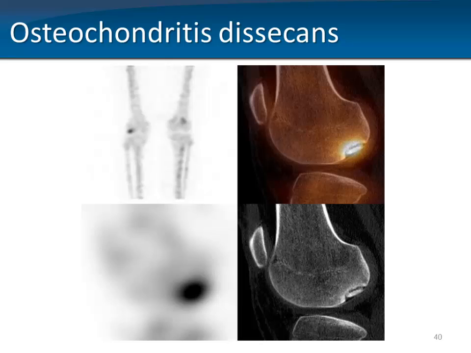Another example of an OD lesion of the right femur, where you can clearly see the lesion demarcated on the CT part associated with the hotspot on bone scan.